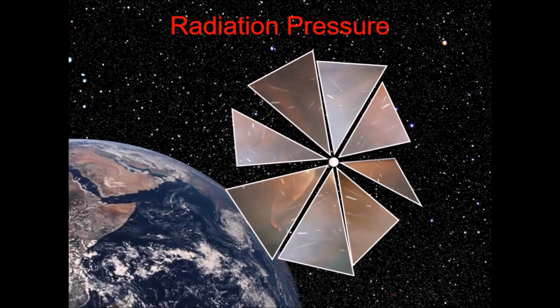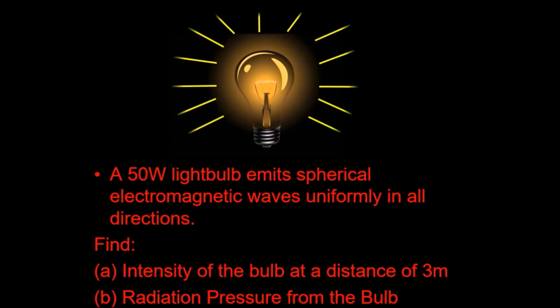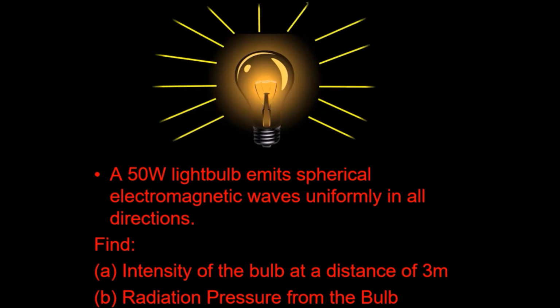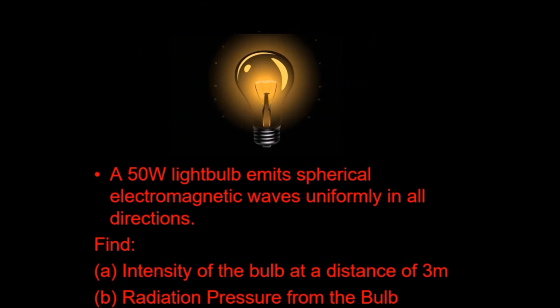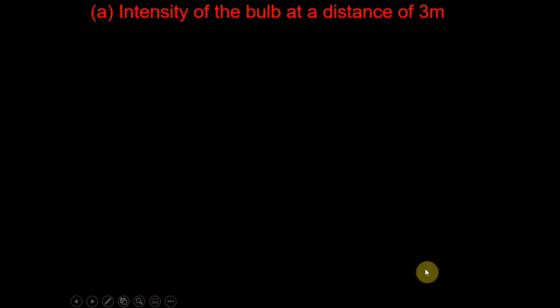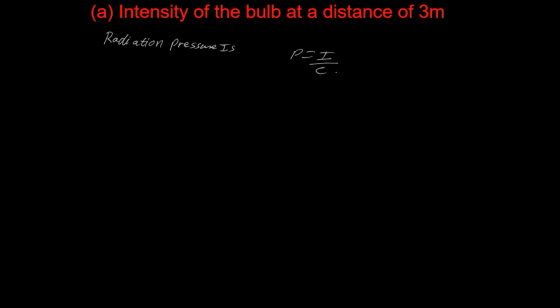So let's take a look at an example. Here we have a 50-watt light bulb. Now a 50-watt light bulb will emit spherical electromagnetic radiation in all directions. We're going to find the intensity of the bulb at a distance of 3 meters and the radiation pressure that we will get from a single light bulb. Now remember, we have a power here of 50 watts. And we're looking at a distance of 3 meters. Our equation for radiation pressure is essentially P equals I over c.